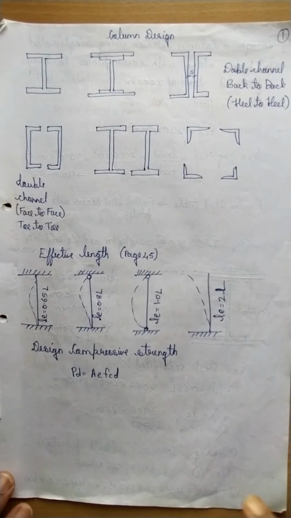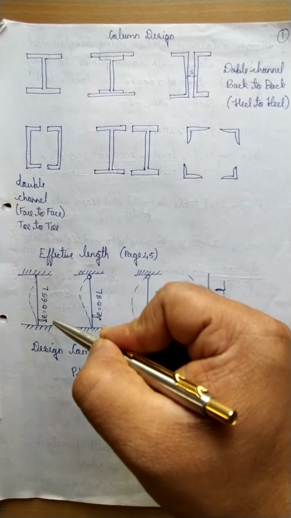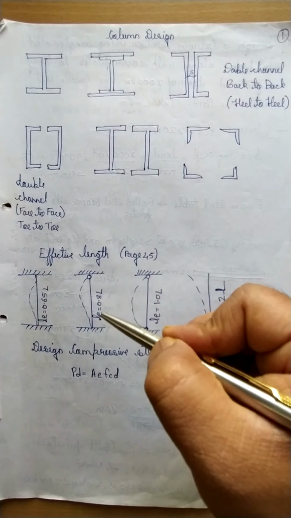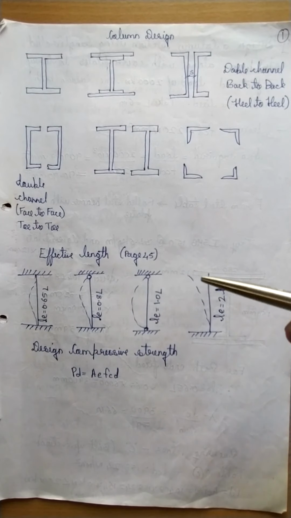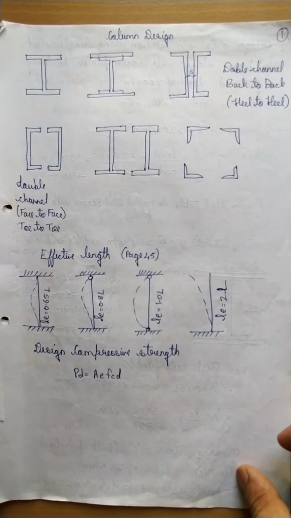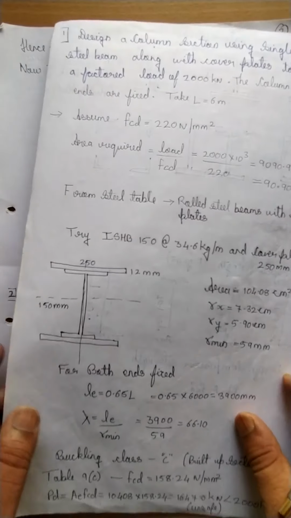In the case of angle sections, the effective length depends upon the type of connections, but for column design the effective length varies with the end condition. To make it short, I have just drawn a few of the most important here: both ends fixed 0.65 L, one end fixed and one end hinged 0.8 L, both ends hinged 1 L, and one end fixed and the other end free 2 L. The formula for computing the design compressive strength remains the same, that is P_d equal to A into f_cd. Now today we shall solve a numerical on the column.